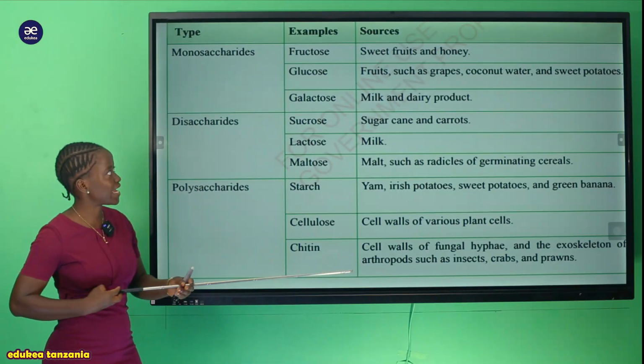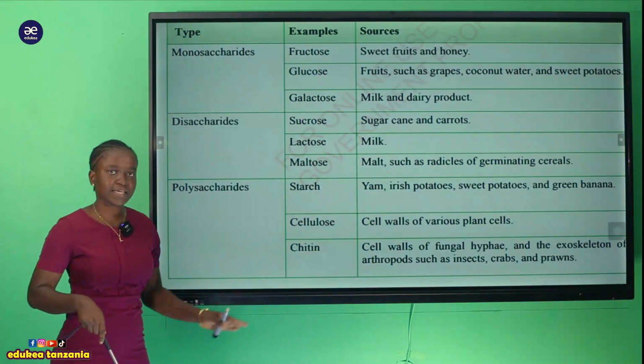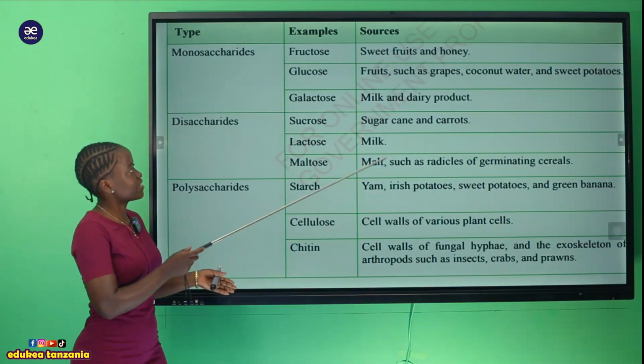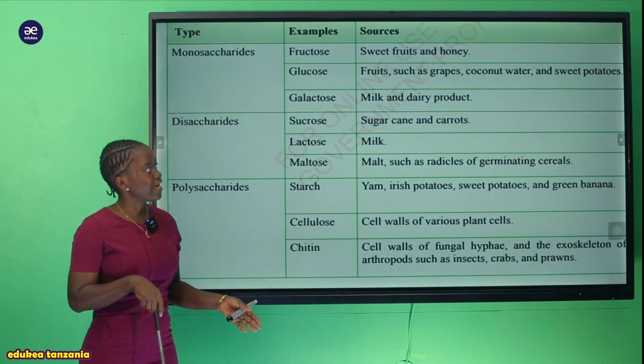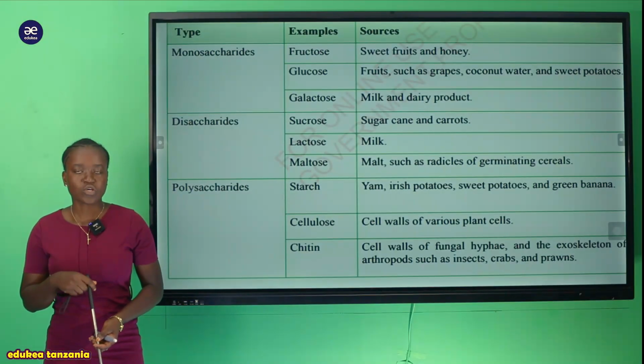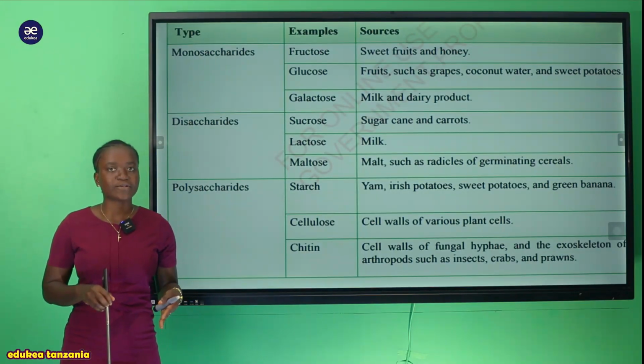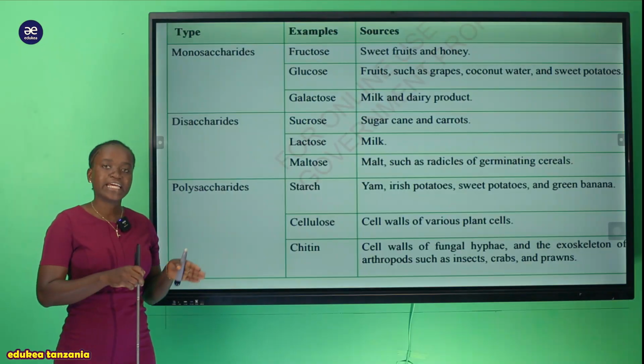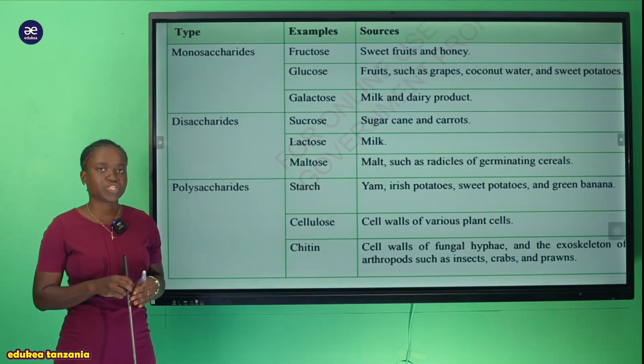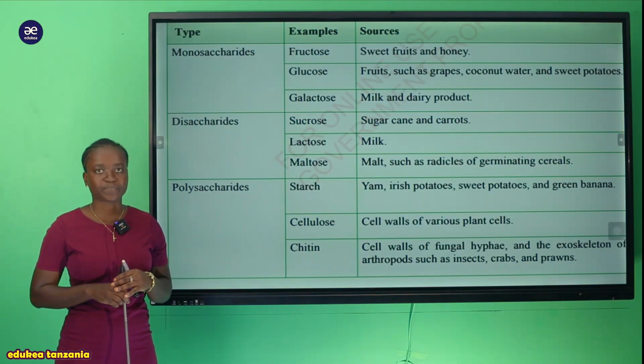So you can find it in the grapes, coconut water, and sweet potatoes. So that is the area where now you can find this carbohydrate which we call glucose.